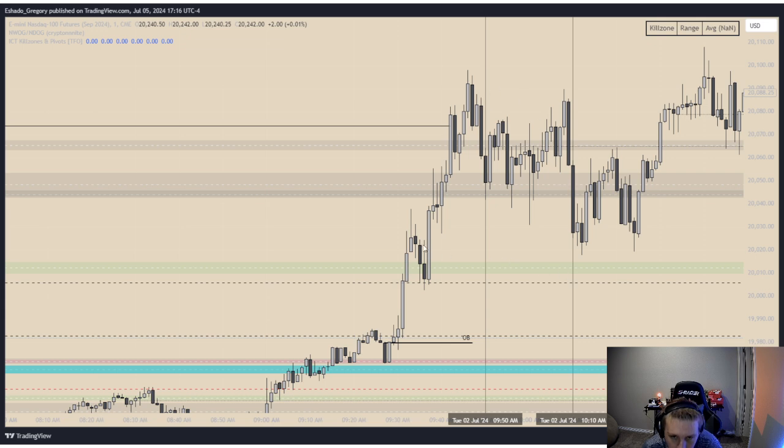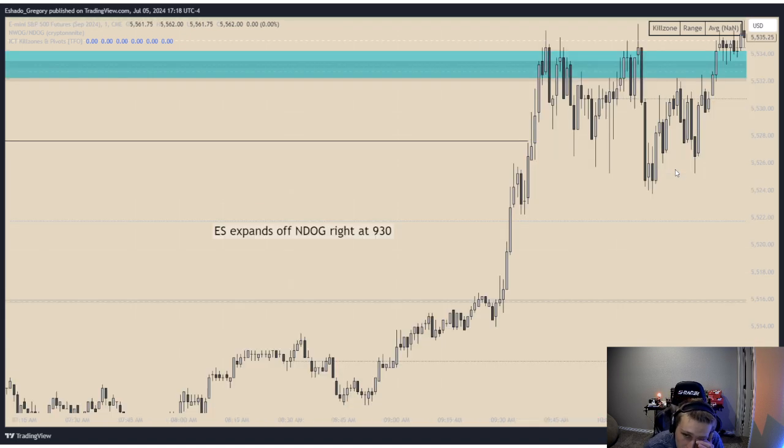We get retracement lower into a fair value gap, into these three down close candles here, just to displace higher because ES wants to draw higher. So we expand right off that. ES expands right off that new day opening gap right there. Boom. Very nice to see.